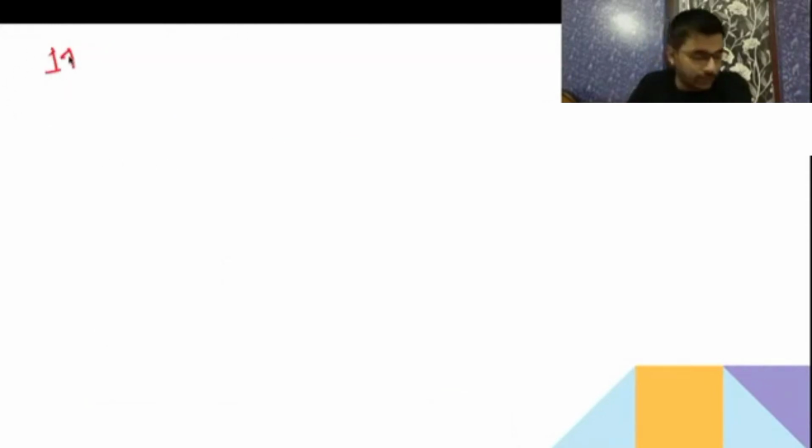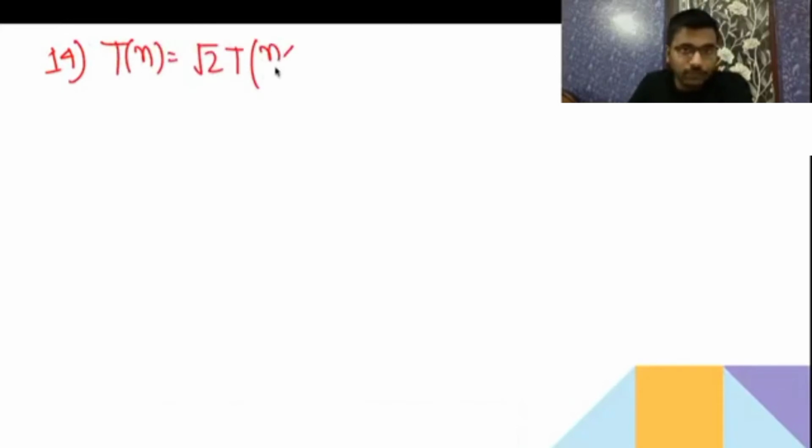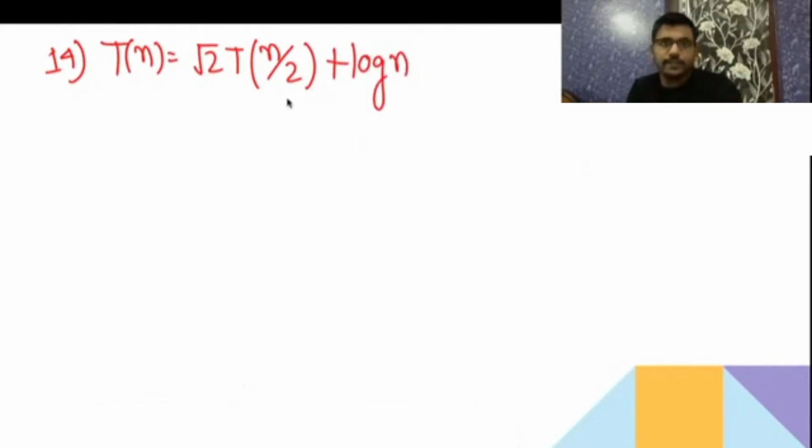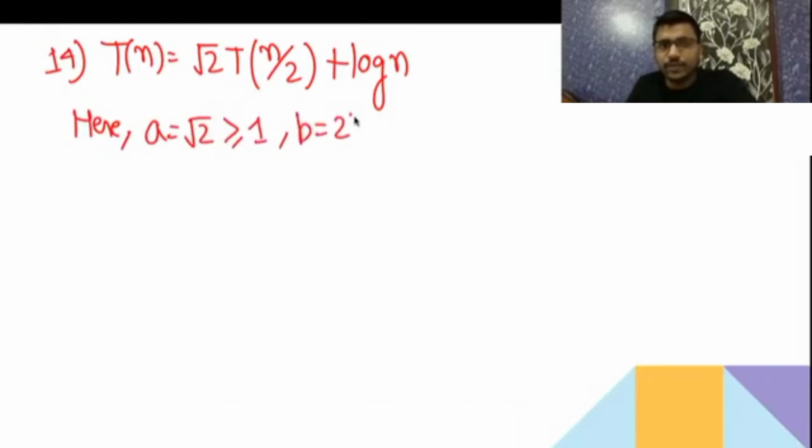14: T(n) = √2 T(n/2) + log n. Now see the next one. Here a is equal to √2, which is greater than or equal to 1, it is going to be 1 point something. b is equal to 2, which is greater than 1. k is equal to 0 again. p is equal to 1.